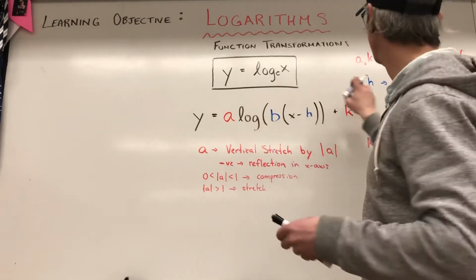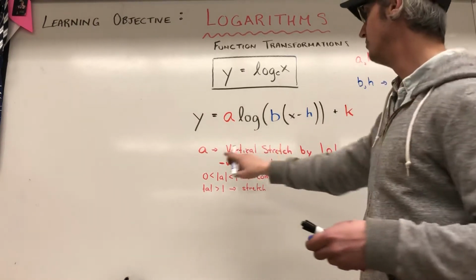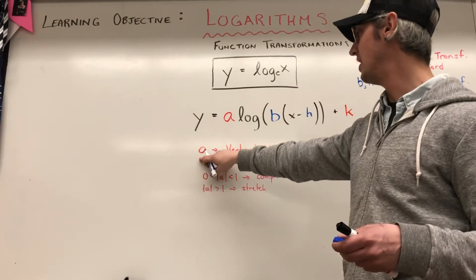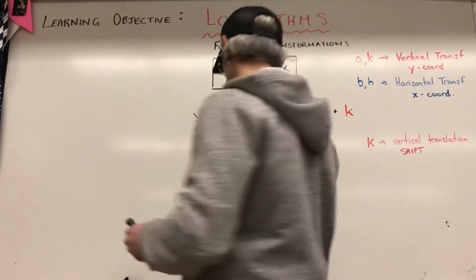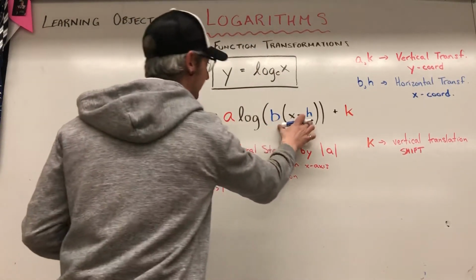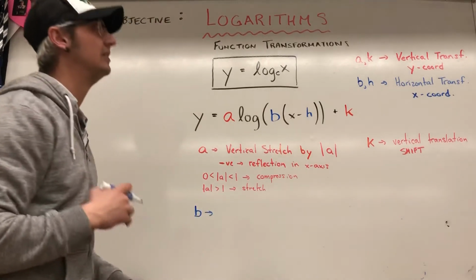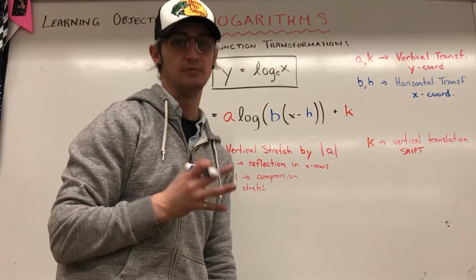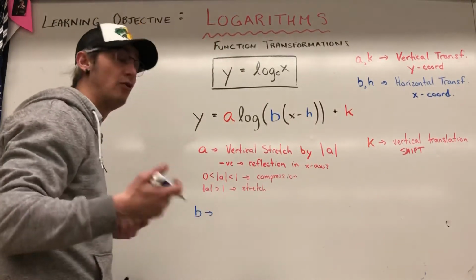I always apply my stretches, my A and my B's, before I do my shifts. So I would multiply my y coordinates by A, and then add K, and we'll see what that plays out as. But now we're going to do my horizontals, my B and my H. My horizontals, my B and my H's, are a little quirky compared to A and K. They just behave a little differently, and by now, hopefully, we understand that.